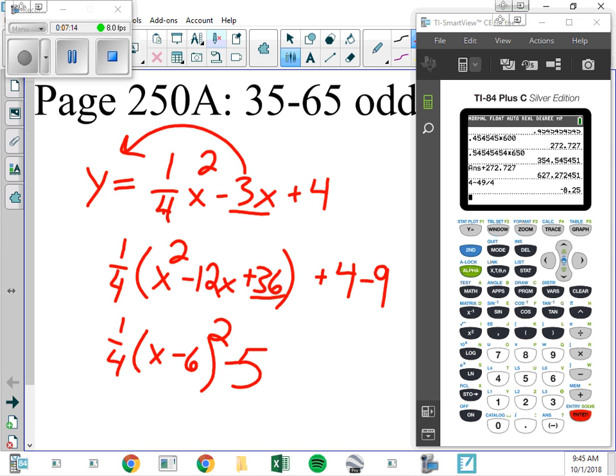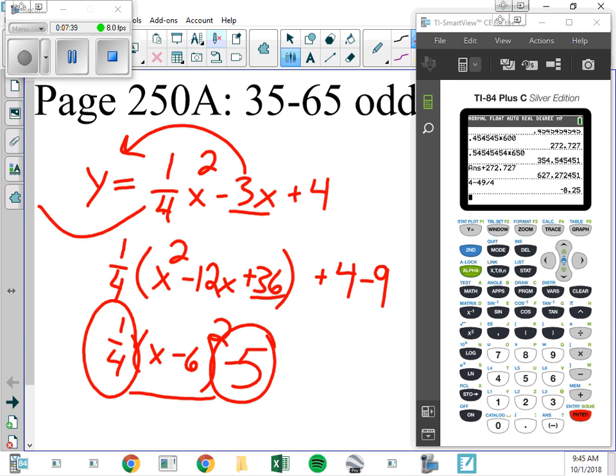So this particular graph is right 6. It's 1/4 as tall, so it kind of looks like that. And then it's down 5. Okay. So that will take you all the way from 35 to 43. 45 to 53 is really easy.